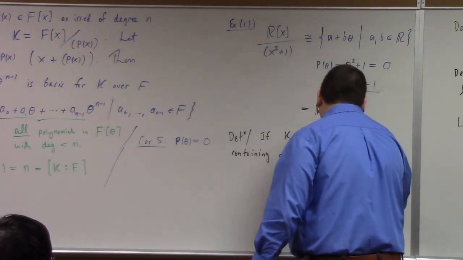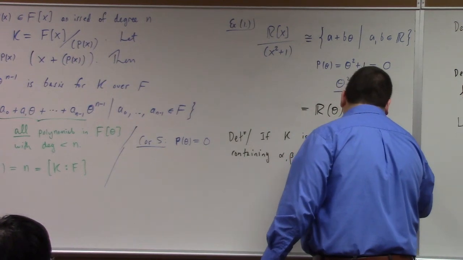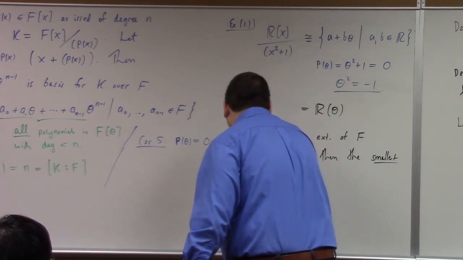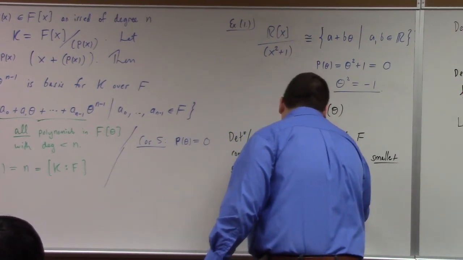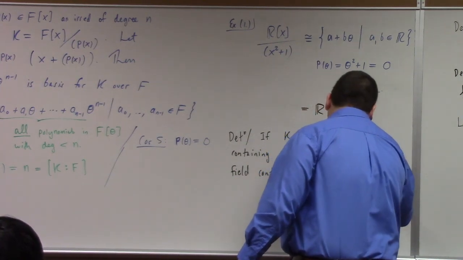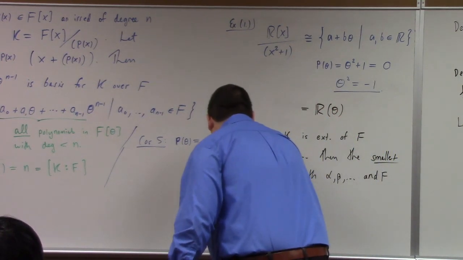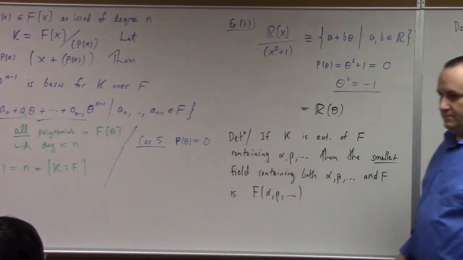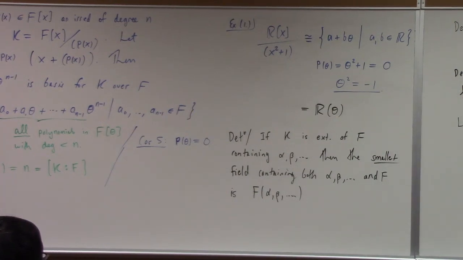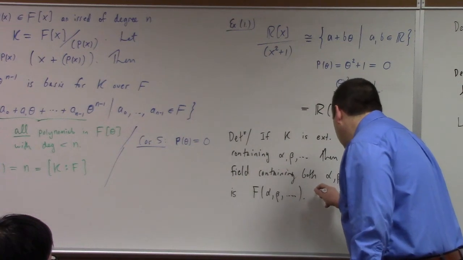Then the smallest field containing both alpha, beta, and so forth and so on, and F, is F of alpha, comma, beta, comma, dot dot dot. This is the extension of F by alpha and beta and so forth. You can either adjoin a finite number of things or an infinite number of things, right? You can do this with an arbitrary collection, all right? But the most important case for us is when we just adjoin alpha.